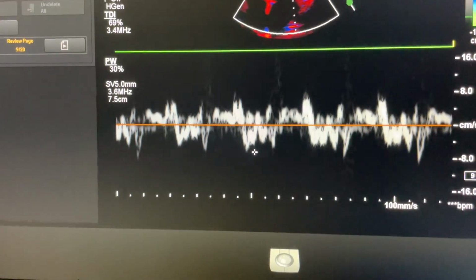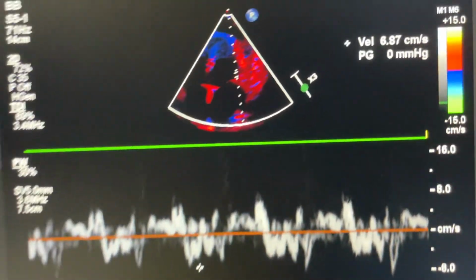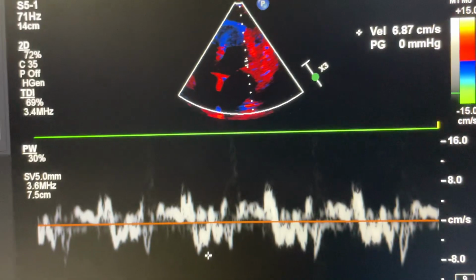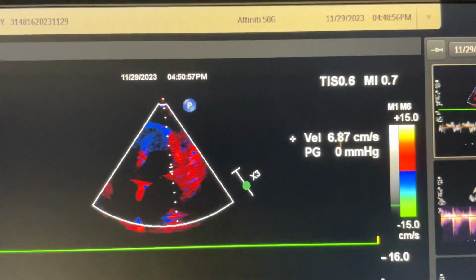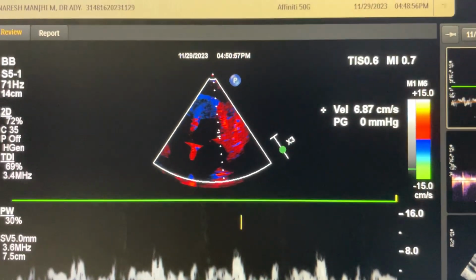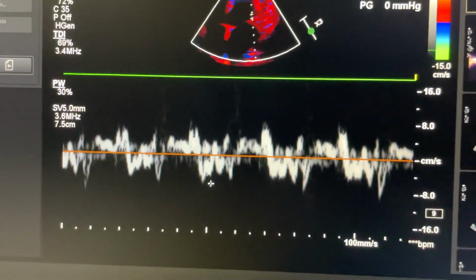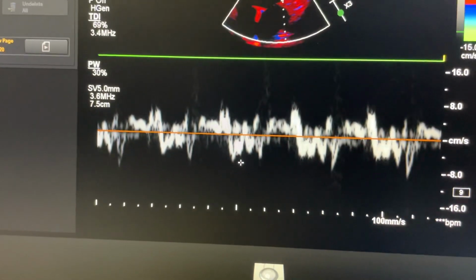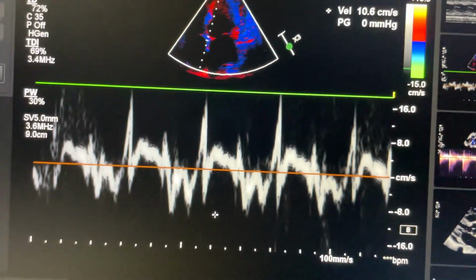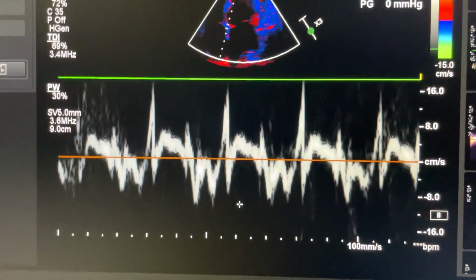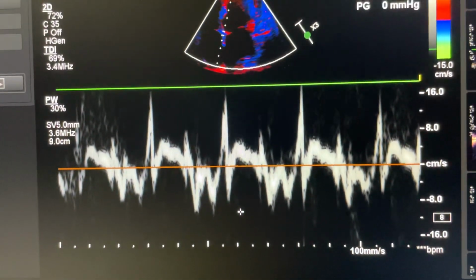Now see, this is the velocity of lateral annulus. You see the cursor is at lateral annulus. Velocity is 6.8 centimeters per second. You can see here the velocities. But in case of medial annulus, the velocity is 10.6 centimeters per second. That means medial annulus has more velocity compared to lateral annulus of mitral valve.